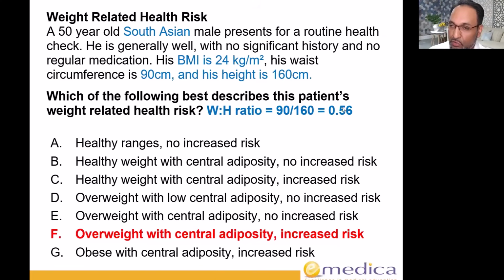They have got central adiposity because this is raised, okay? It's above 0.5, but it's not 0.6. So they have got increased risk. That's why the correct answer is F. It's a very high challenge question because lots of steps there, and then just picking up the fact that they're South Asian and having that knowledge.